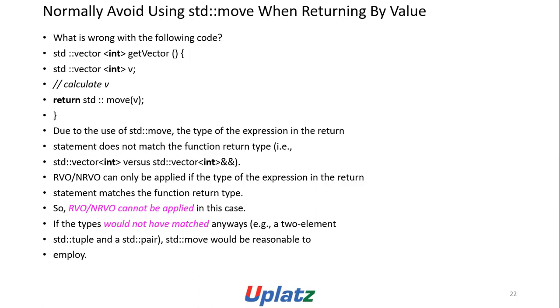Example: with a two-element std::tuple and a standard std::pair, std::move would be reasonable to employ.